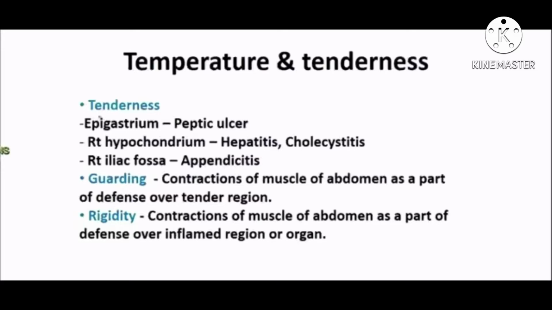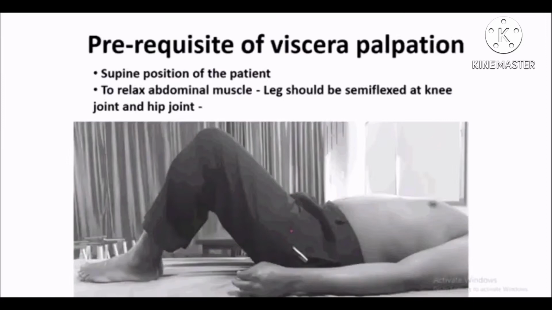Guarding means contraction of the muscle of the abdomen as a part of defense over a tender region, and rigidity means contraction of the muscle of the abdomen as a part of defense over an inflamed region or organ. Site of the viscera palpation. First, make the patient lie in supine position. Relax the abdominal muscle. Legs should be semi-flexed at the knee joint and hip joint as shown here. Before you start deep palpation, this position is a must.